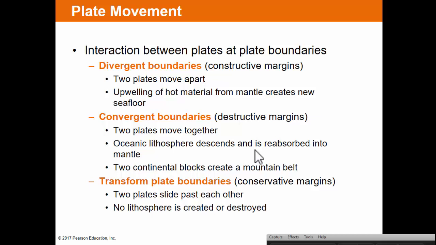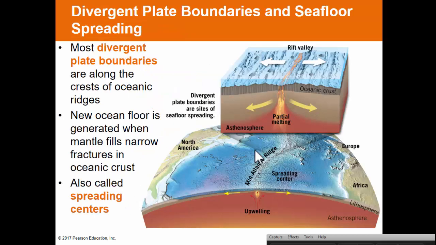And then the transform plate boundaries are considered conservative. They don't destroy or create mantle. In that case, the two plates slide past each other and no lithosphere is created or destroyed. All right, so first we're going to talk in detail about divergent plate boundaries and essentially seafloor spreading.